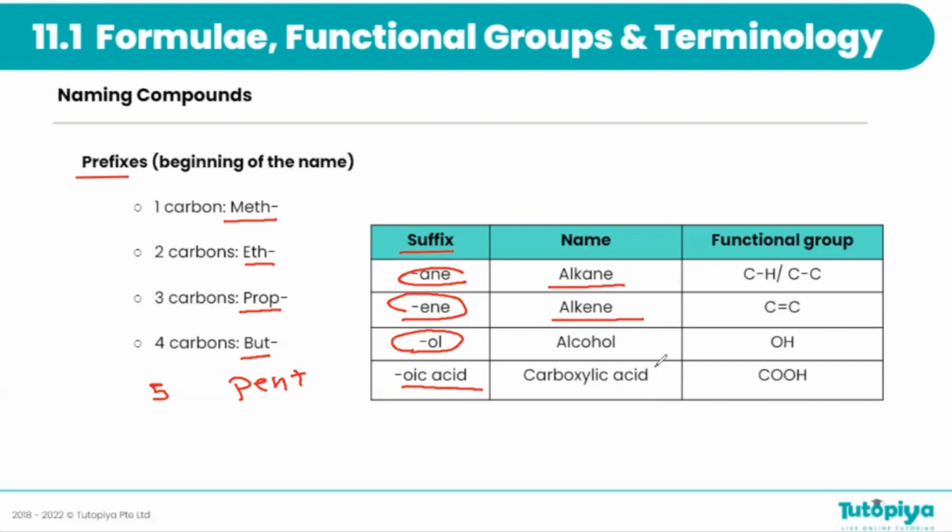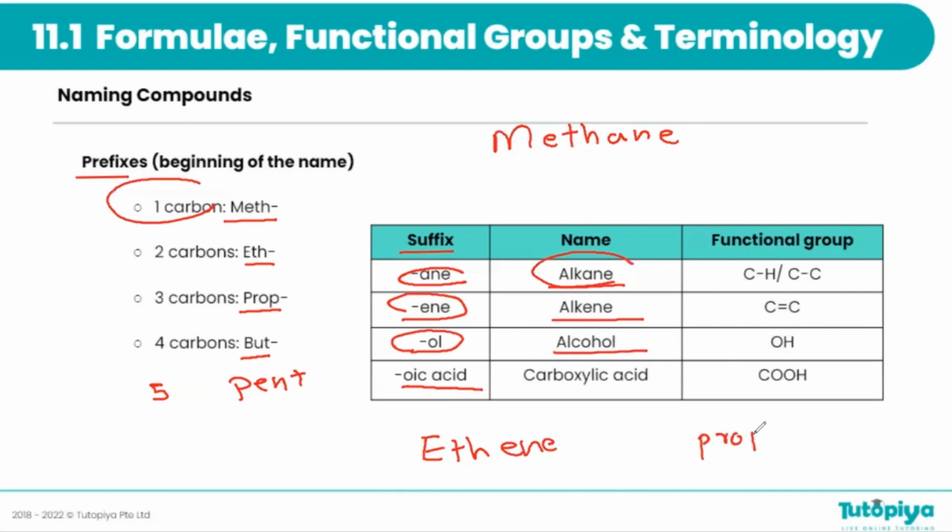So let's just take a very quick example. If it is an organic compound which is an alkane with 1 carbon, we call it methane. If it is an alkene with 2 carbons, then it's eth and ene, so it becomes ethene. If it is an alcohol with 3 carbons, then we start with prop, end with -ol. Becomes propanol.